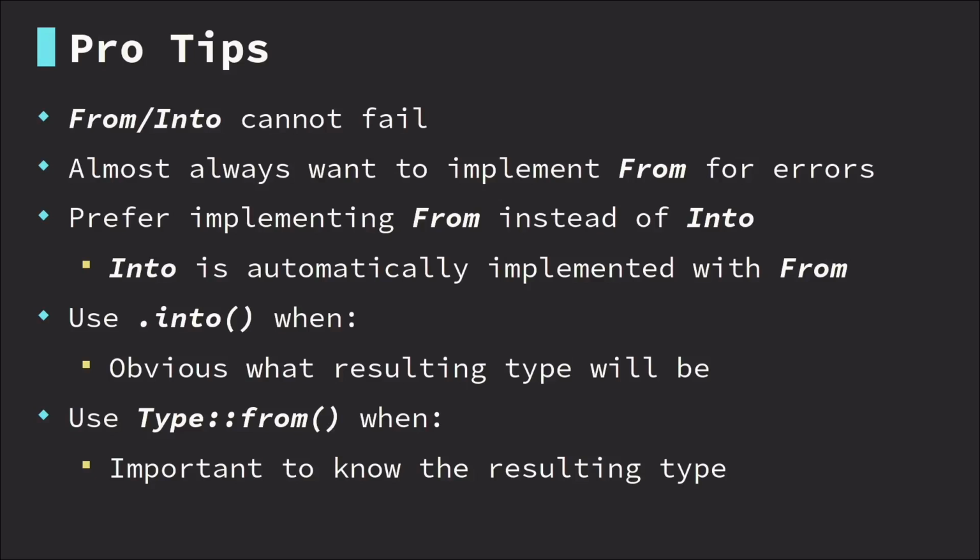When utilizing these traits, use .into when it's obvious what the resulting type will be from reading the code. You should use Type::from when it is important to emphasize that a type conversion is happening and to show what the resulting type will be. Using into many times consecutively will be difficult to read, but using from will be easy because the type is shown as part of the conversion.